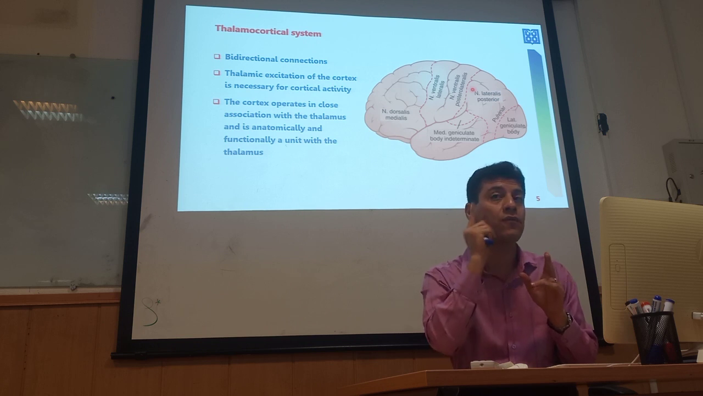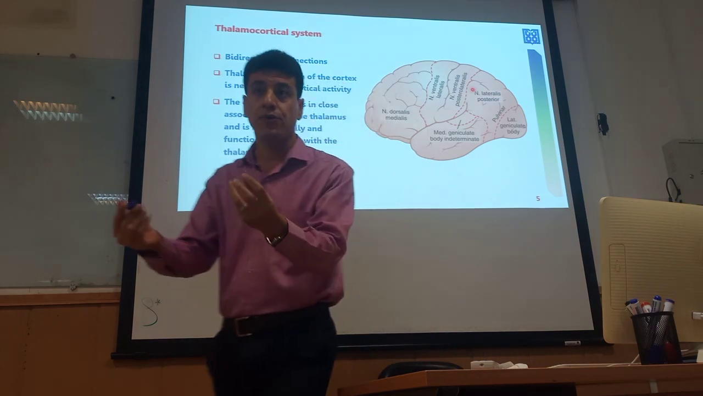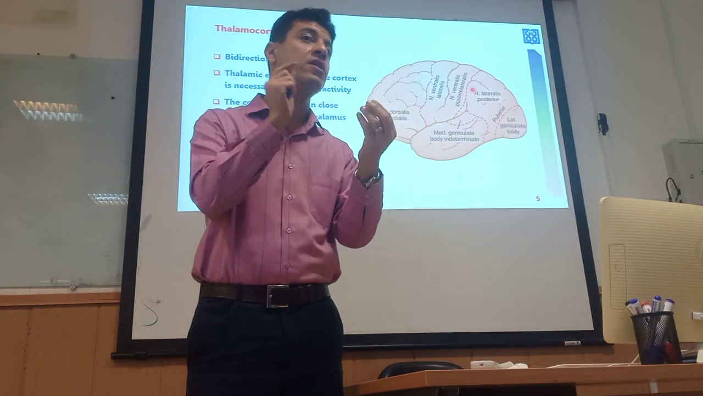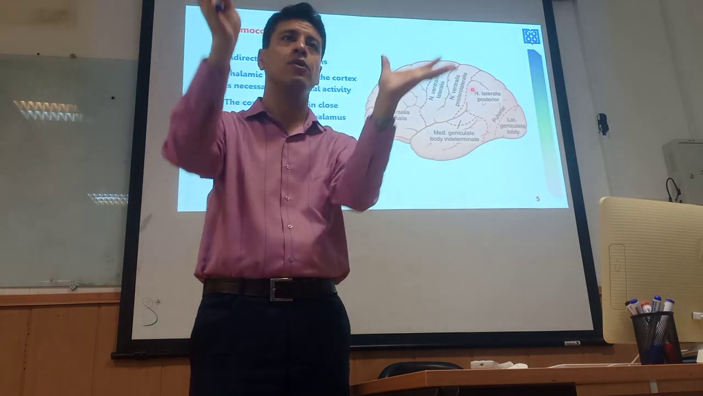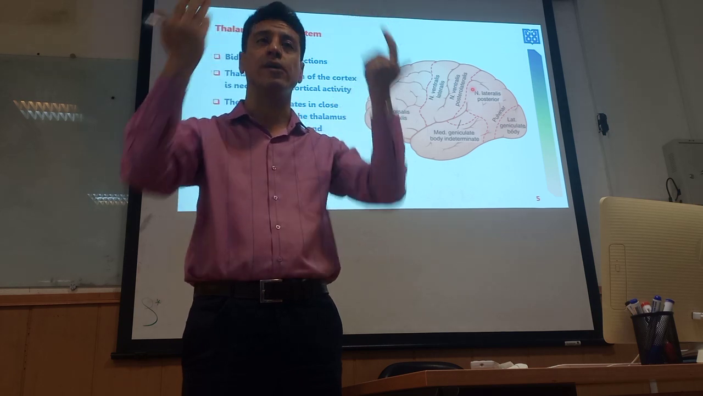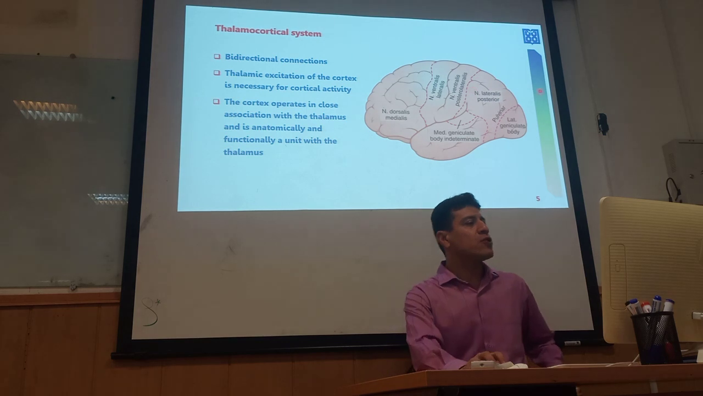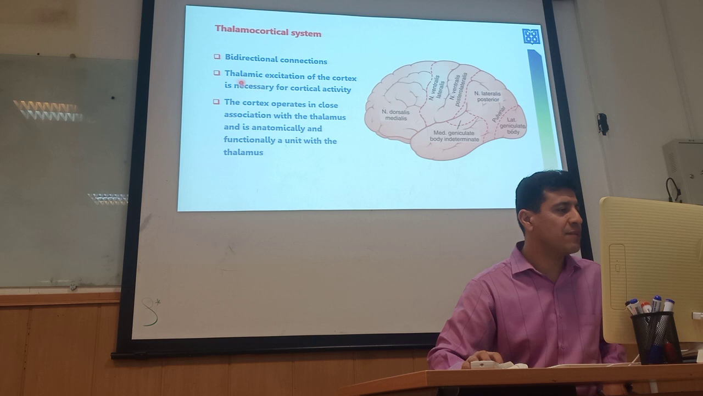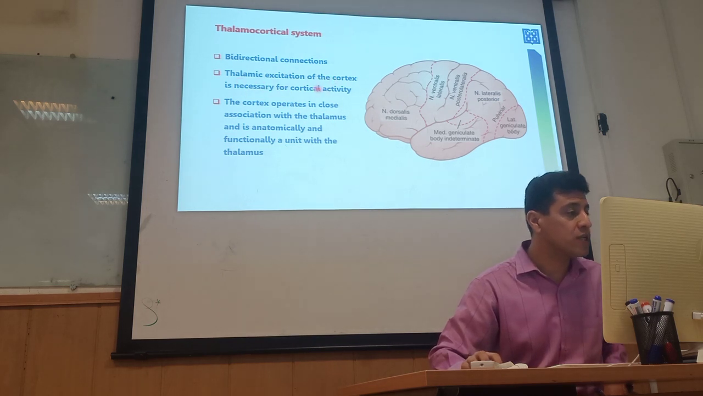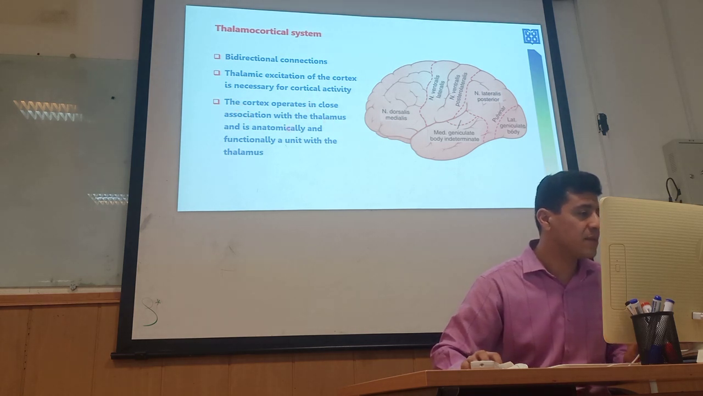Non-specific nuclei are also important for wakefulness that we have seen yesterday. Brainstem neurons go to the thalamus, especially the cholinergic one. Right? From thalamus, they go non-specifically to the whole cortex. They cause wakefulness. Right? So, we have thalamocortical system. There is bidirectional connection between the cortex and thalamus. Thalamic excitation of the cortex is necessary for cortical activation. Cortex operates in close association with thalamus and is anatomically and functionally unique with thalamus.